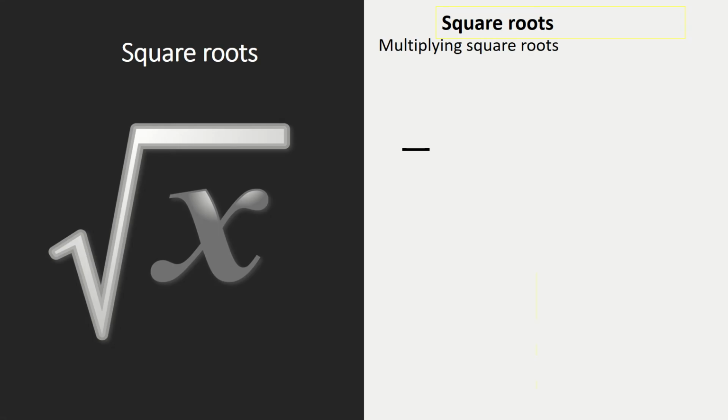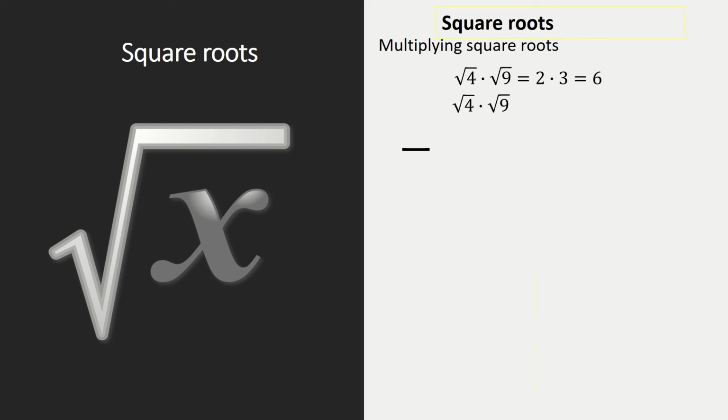First of all, we're going to have a look at multiplying square roots. So, the square root of 4 times the square root of 9. Do we all remember that the square root of 4 is equal to 2 and the square root of 9 is equal to 3? Because 2 times 2 equals 4 and 3 times 3 equals 9. The answer is 6. However, there's another way to multiply square roots.